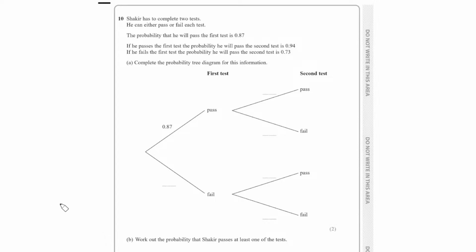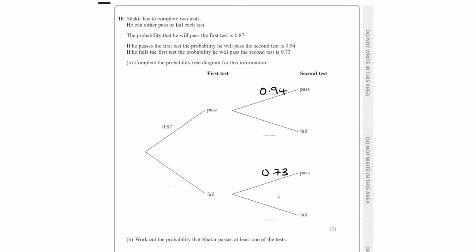Okay, probability trees. So Shakir has to complete 2 tests. He can either pass or fail each test. The probability that he will pass the first test is 0.87, which they've written here. If he passes the first test, the probability he will pass the second test is 0.94, so that's there. If he fails the first test, the probability he will pass the second test is 0.73, so that's there. And obviously then complete the tree diagram.